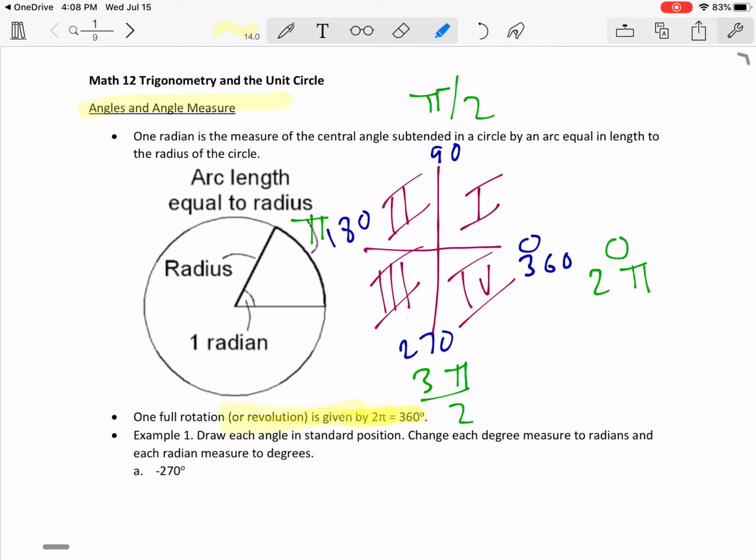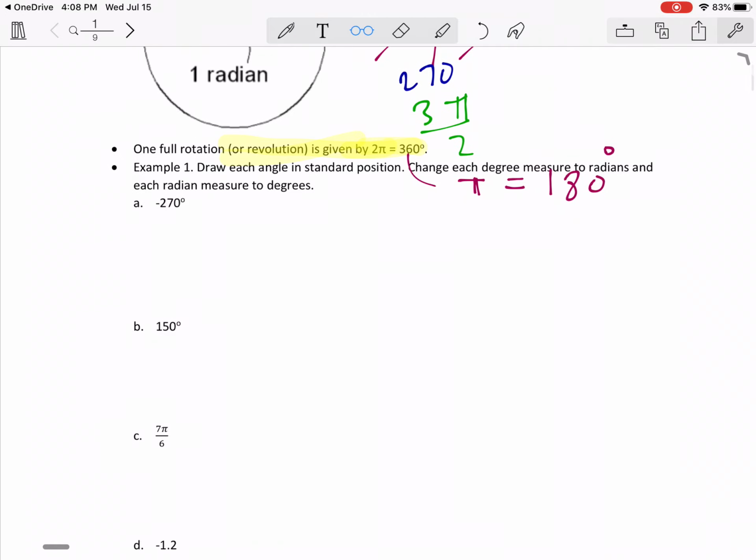So the first thing I want to look at is how we can convert degrees into radians and radians into degrees. We see that 2 pi equals 360, so if we want to reduce that, we can also write pi equals 180 degrees. So you're basically using that relation to go back and forth. Example 1: we want to draw a picture of what that angle looks like, and then do the conversion. If it's in degrees, let's convert into radians, and if it's in radians, let's convert into degrees.